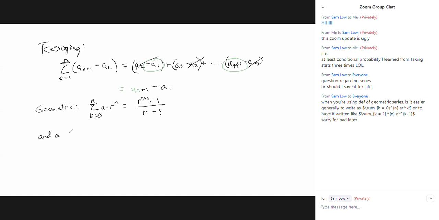And as n went to infinity, as long as the absolute value of r is less than 1, then we had the special form that this equaled 1 over 1 minus r. Okay, so just know how to use these two different formulas. And be careful of limits. These start from 0. So if they don't start from 0, you've got to adjust on the back end here.